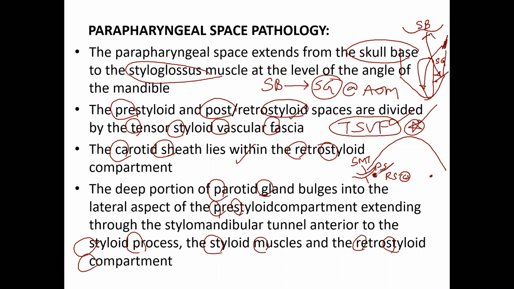If this is the styloid process, there are muscles called styloglossus running toward the tongue, stylopharyngeus going backwards, and stylohyoid going downwards. You should keep these three in mind: styloglossus, stylopharyngeus, and stylohyoid. So the parotid gland is lying in the anterior compartment through the stylomandibular tunnel. Anteriorly the parotid gland goes like this.